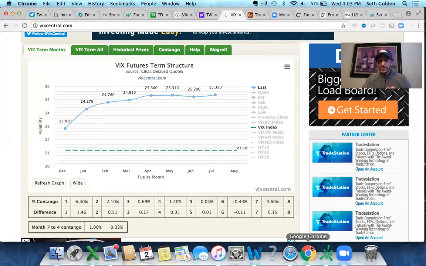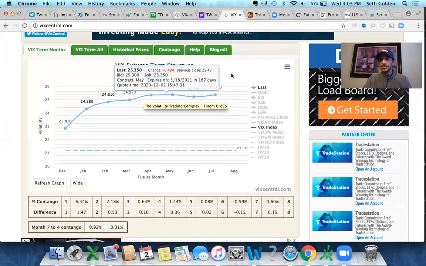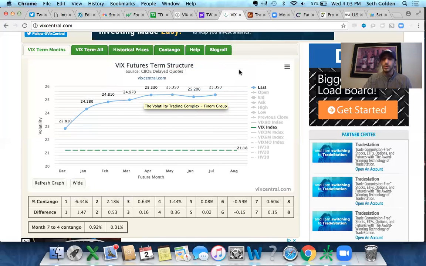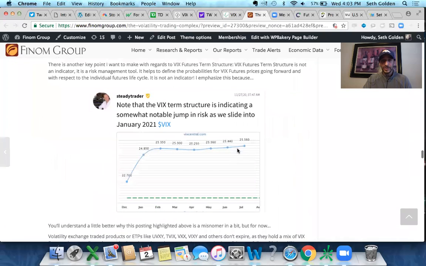All right. So one of the reasons why I stress the whole understanding that this is a risk management tool and it doesn't define whether or not you should go short or long volatility, I had seen this tweet the other day. Note that VIX futures term structure is indicating a somewhat notable jump in risk as we slide into January. Now, this person is saying this because all the other future contracts are way up here. On face value, he's saying the right thing. But the VIX is not an indicator. If it were an indicator, he would be right more often than not, right? Because he's saying the right thing, except he's using the word indicating. That's not realistic.